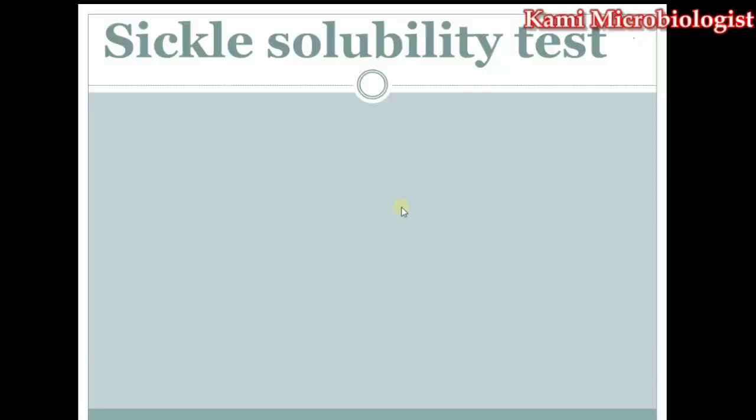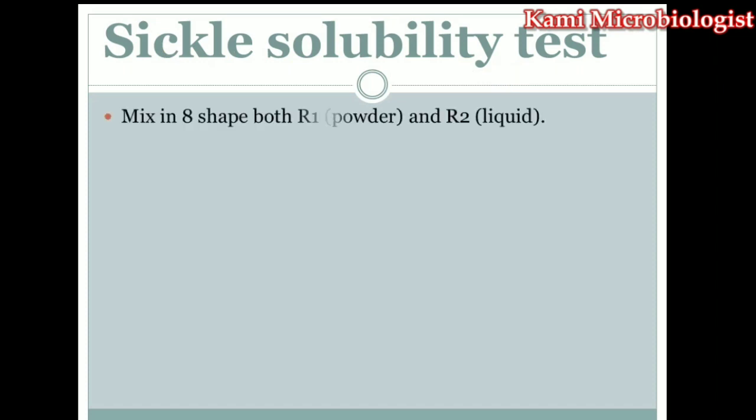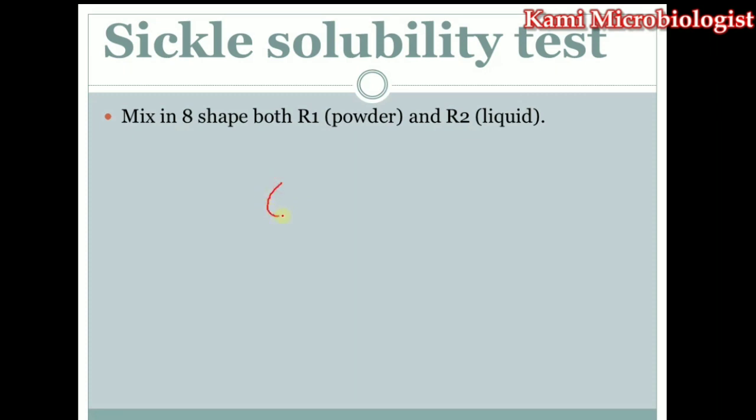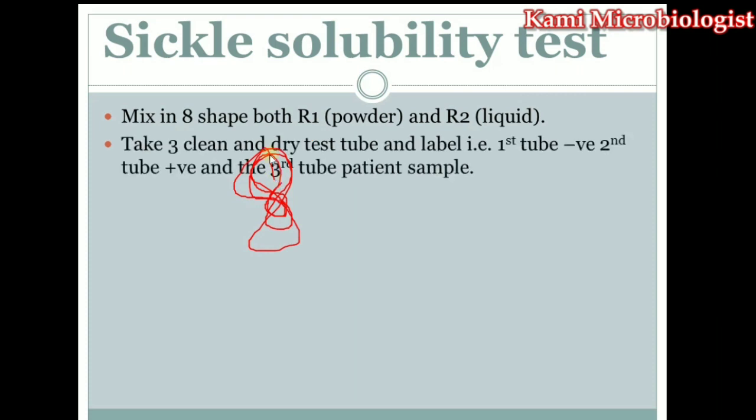Second, we have another method which we call the sickle solubility test method. Now how can we perform that? First of all, we have to mix reagent 1, which is actually in liquid form, and reagent 2, which is actually in powder form. Once we take them, we have to mix them in a figure 8 shape. Let's suppose this is the reagent, so we have to mix it like that in a figure 8 shape. Once we mix it, we take 3 clean and dry glass test tubes and label them.